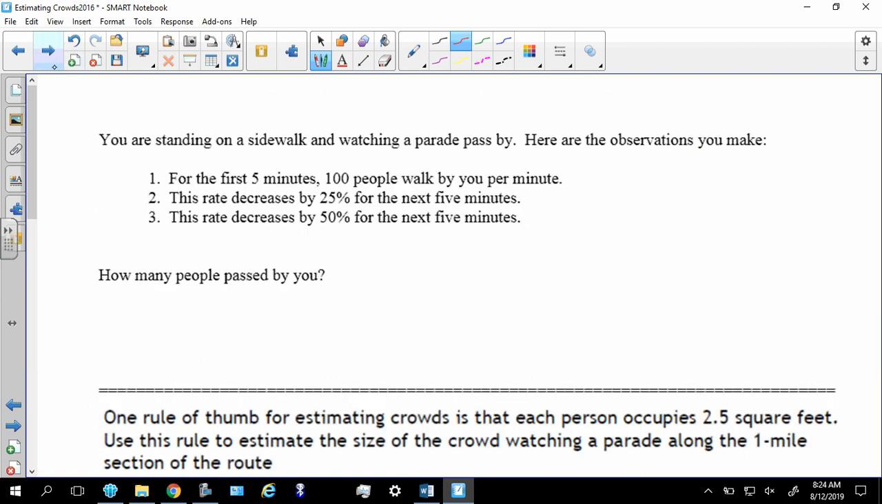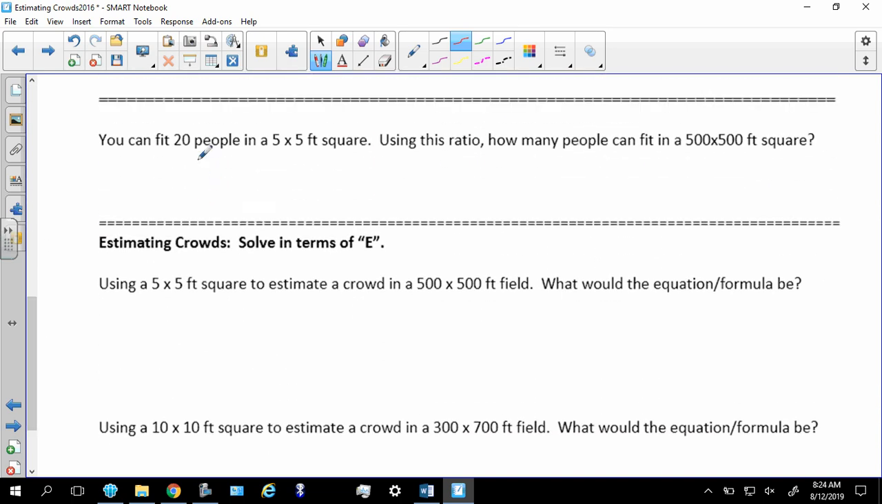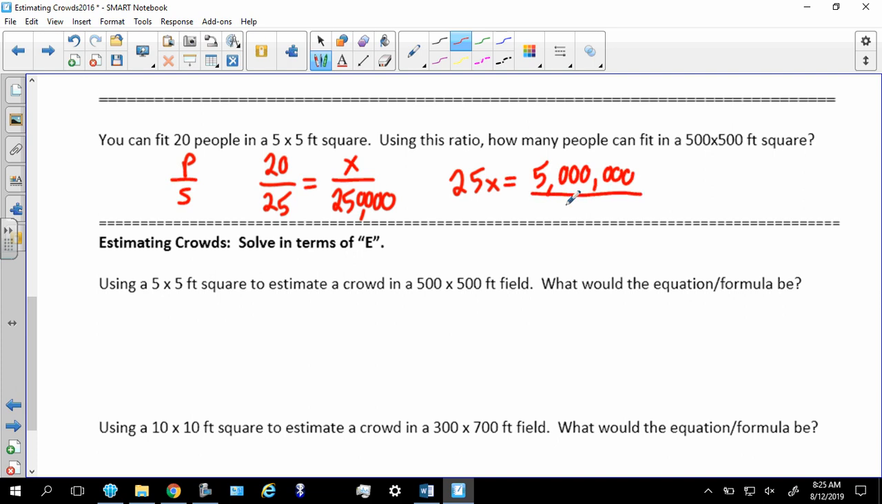All right, I'm going to skip around again and do this one right here. Same situation: you can fit 20 people in a 5 by 5 foot square. Again, this is a people over space situation. So 20 people over 25 square feet, because 5 times 5 is 25, is equal to x over 250,000 square feet. Again, cross multiply, and you would get 25x is equal to maybe 5 million. You would divide by 25.